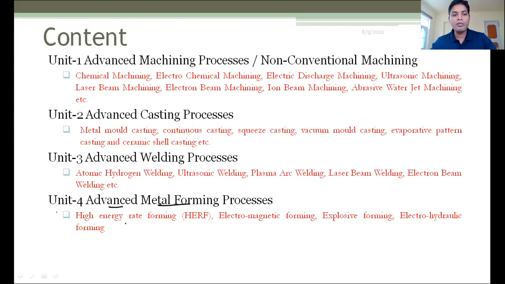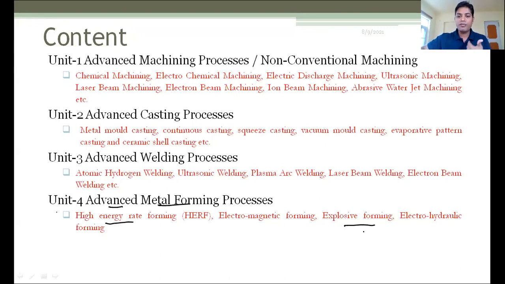Okay, so if we are talking about high energy rate forming operations, or explosive forming, here we use a high amount of explosive that will explode. There is a workpiece, and there is a tool. If we have to create a shape over this workpiece, then we keep this tool over the explosion. Once the explosion takes place, it attains a very high velocity and impinges over the workpiece surface. This is basically the principle.